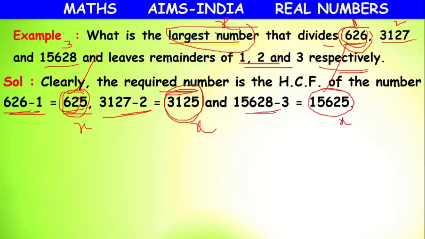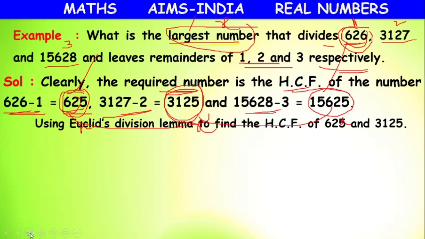But what are they asking? They are asking largest number, means the number which divides and which will be the largest. How to find largest number that divides? We have to find HCF of 3 numbers. Which numbers? Not the given numbers. From the given numbers, these remainders we have to subtract, then for the resulting numbers, we have to find the HCF.